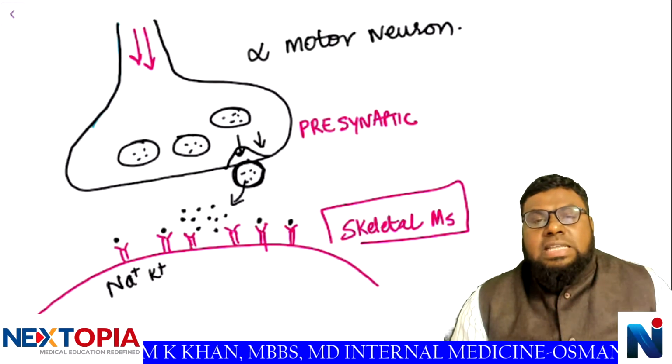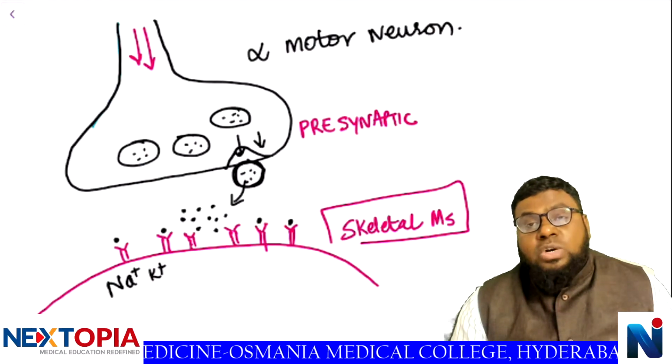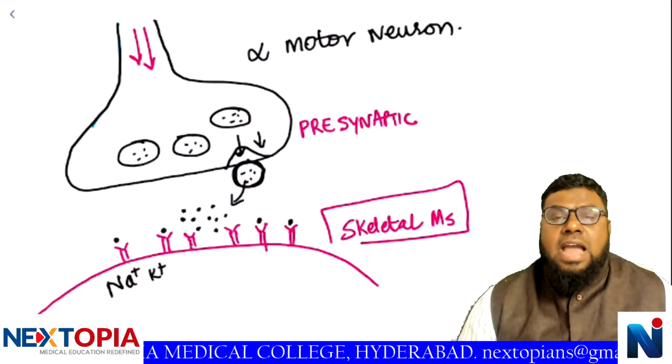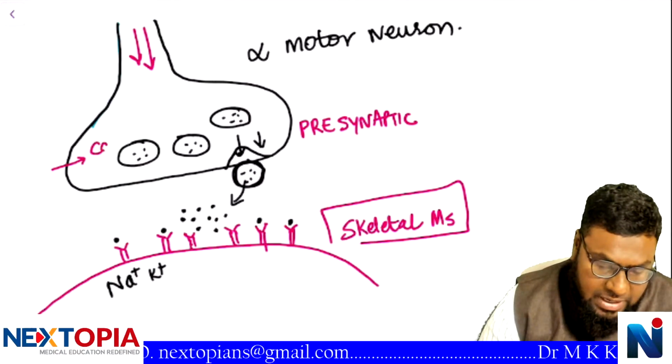After this, what happens? There is depolarization of this presynaptic membrane. Depolarization opens up voltage gated calcium channels, and because of this, there is an influx of calcium. Calcium will enter into this area.